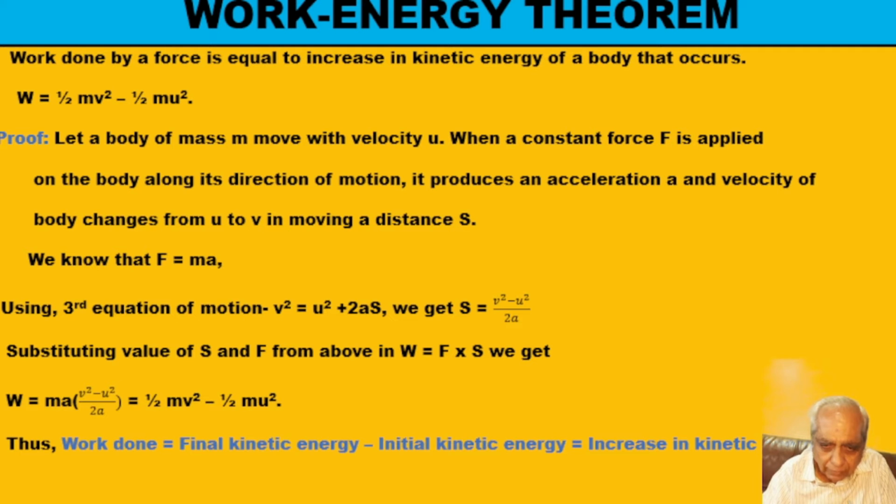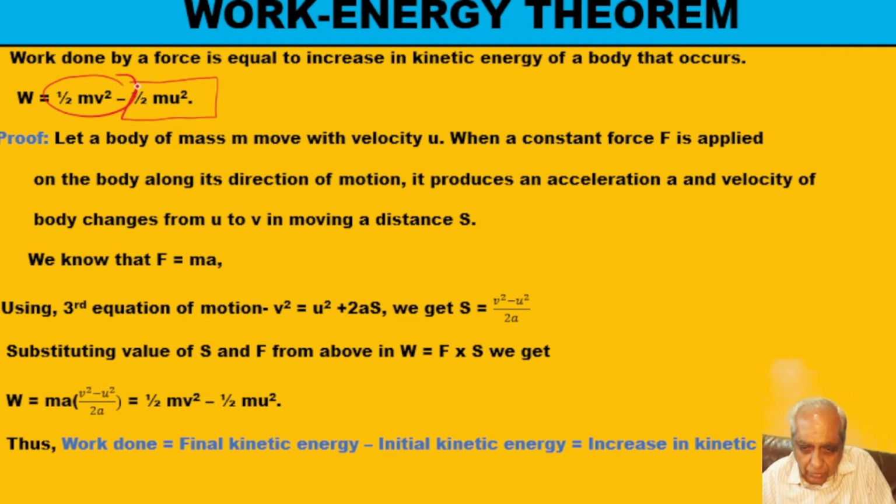So when I am doing certain work on the body, its velocity will increase. Let its velocity become v after application of force or after doing work w. As the velocity of the body has become v, its kinetic energy will become half m v square. Before I applied the force, my body was moving with velocity u, so its kinetic energy was half m u square. So this is the increase in kinetic energy of the body.